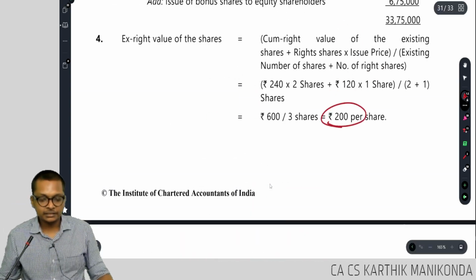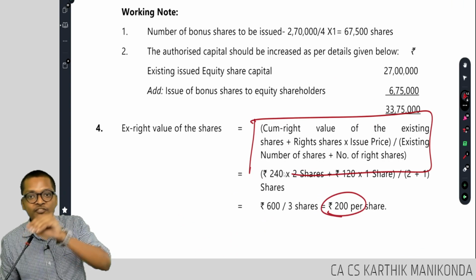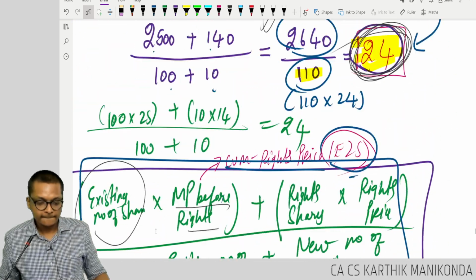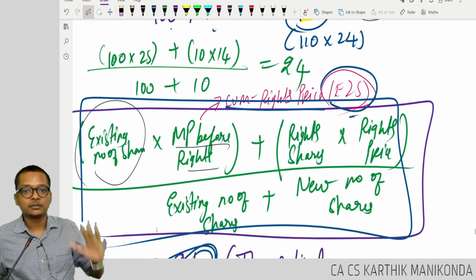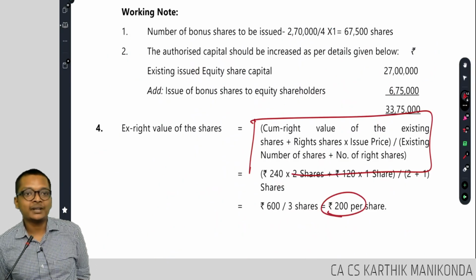Are you following, guys? But you have to write this equation. This formula I told no. Existing number of shares into cum rights price. Which one? This equation you have to write, which I derived. Are you following, guys? That is the answer. All of you understanding?